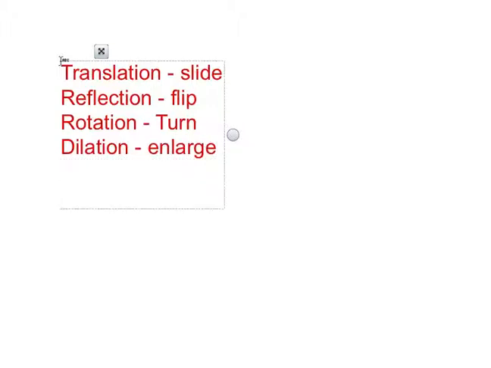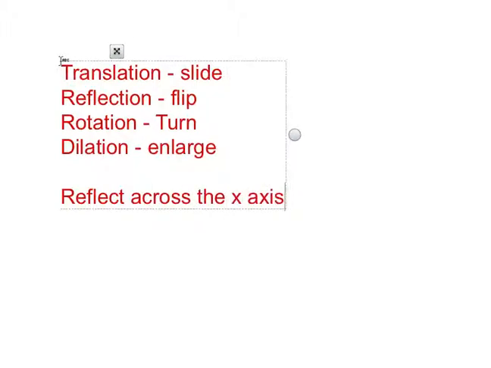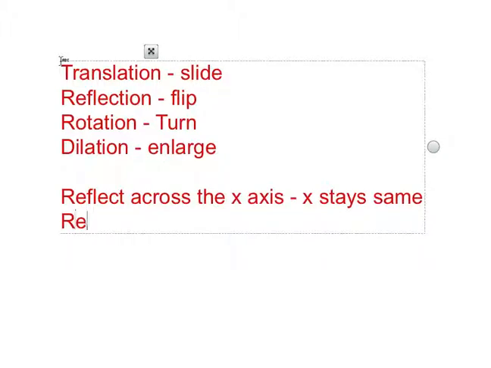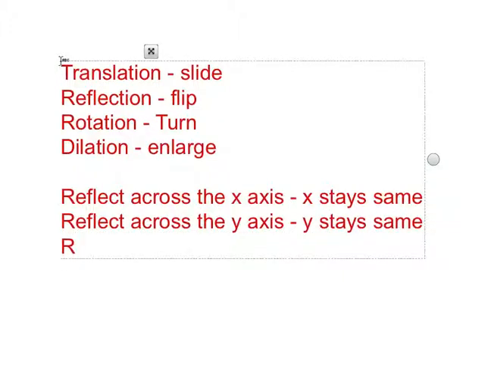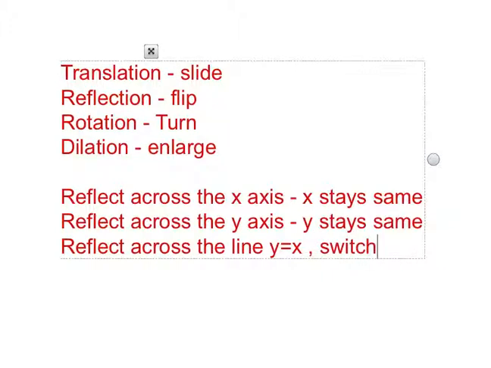Okay, when you're reflecting something, there are these different rules. So if you reflect across the x-axis, x stays the same. And if you reflect something across the y-axis, y stays the same. And if you reflect across the line y equals x, the coordinate points will switch places. So let me give you some examples.